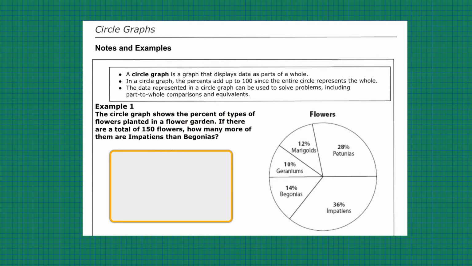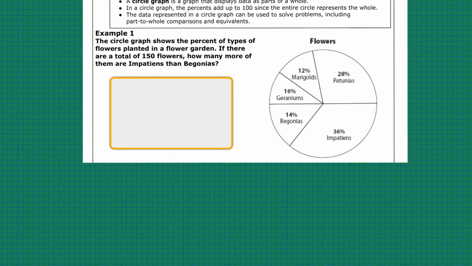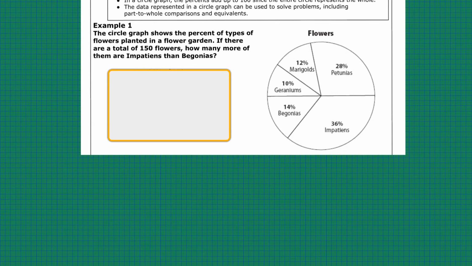All right, example 1. The circle graph shows the percent of types of flowers planted in a flower garden. If there are a total of 150 flowers, how many more of them are impatiens than begonias? All right, so today I want to do a little different strategy for solving. Get your paper, pencil, and calculator because this is going to be a little different. I'm going to start by making a table that I'm going to split into two. On the left, I'm going to make my percents, and on the right, I'm going to use the number of flowers.